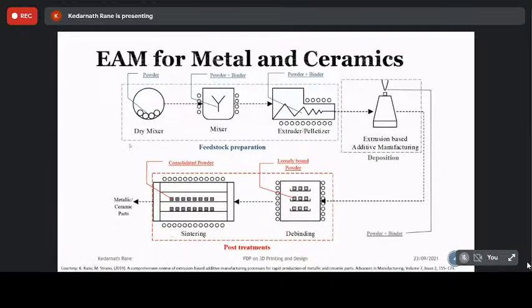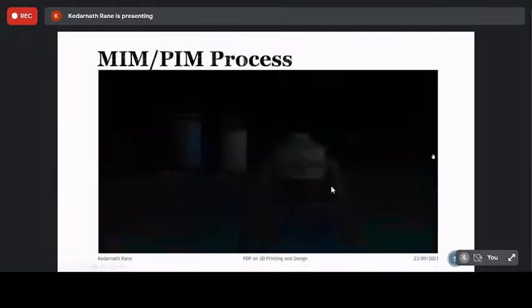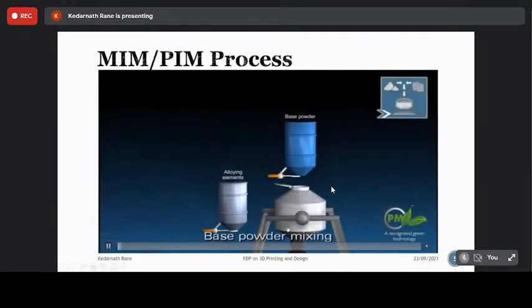So now I'm giving a brief introduction to this EAM process, but as I told you in the outline slide, these steps are derived from a process called powder injection molding or metal injection molding. Before jumping to this process, we need to look at some fundamentals behind these process steps. Excluding the deposition step, all other steps are common in the metal injection molding and powder injection molding process. So let's see how it works.